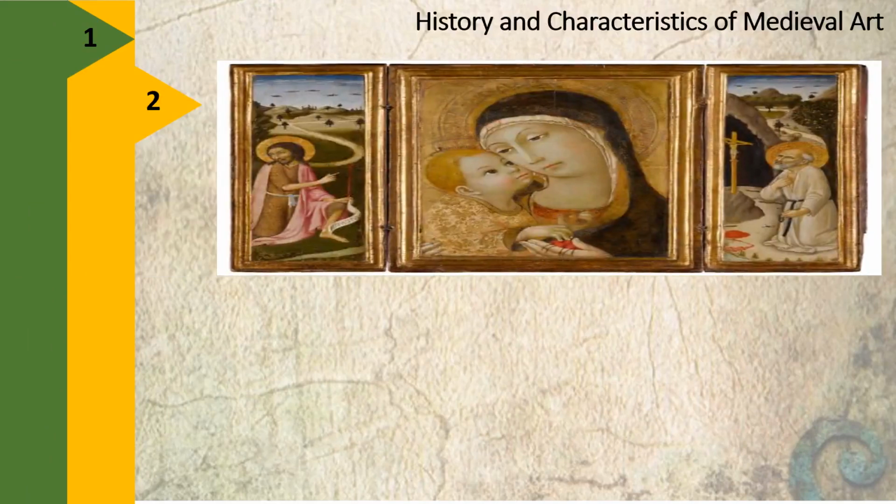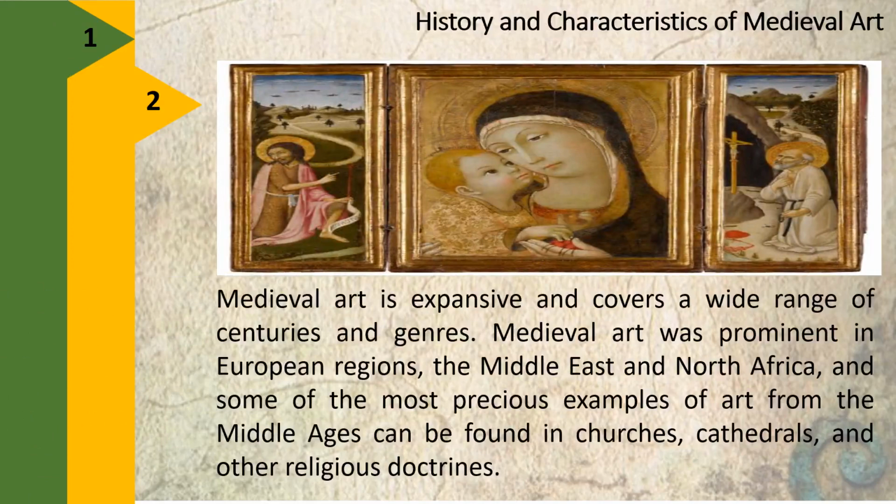The history and characteristics of medieval art. We have an example of the Madonna and Child with Saint Jerome and Saint John. The history of medieval art is expansive and covers a wide range of centuries and genres. This is prominent in European regions, the Middle East and North Africa, and some of the most precious examples of art from the Middle Ages can be found mostly in churches, cathedrals, and other religious institutions.